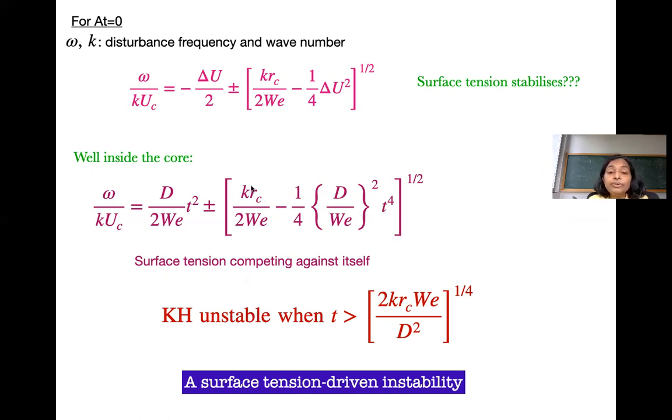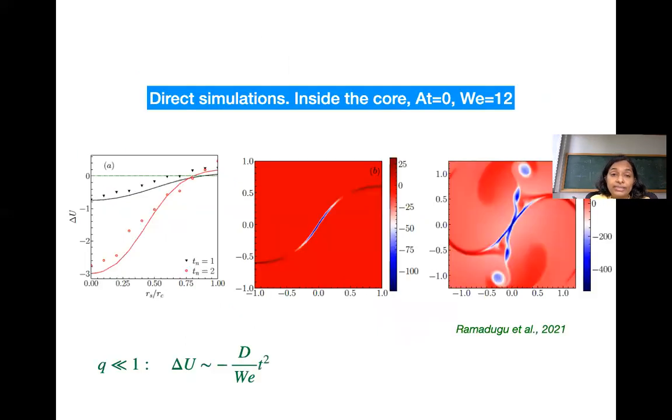So here is a beautiful situation where surface tension is competing against itself, trying to stabilize and trying to destabilize. And after a certain time, its own destabilizing tendency wins, and this is our finding. So greater than this time, surface tension can actually destabilize the flow near a vortex.